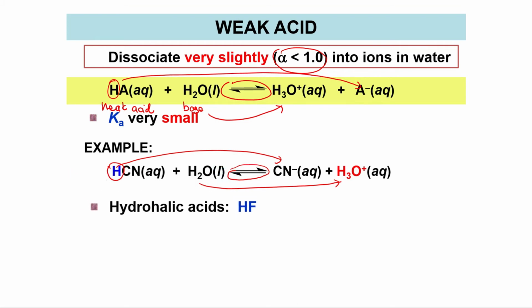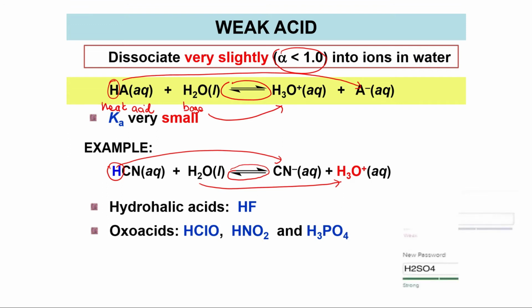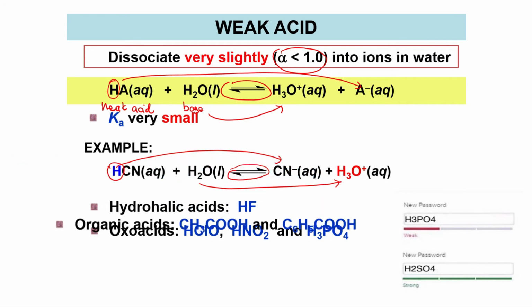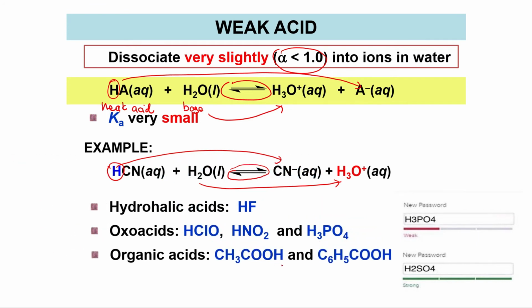Of course, the first one is a hydrohalic acid, which is HF. Previously we already learned that HF is not a strong acid, so that means it is a weak acid. Next, we have oxo acids. Other examples of oxo acids are HClO, HNO2, and also H3PO4. And then organic acids. We usually have this one, carboxylic acid, COOH. Whenever you see the COOH, that stands for carboxylic acid, also known as organic acid. Other examples are HCN, like we just did, and also H2S.